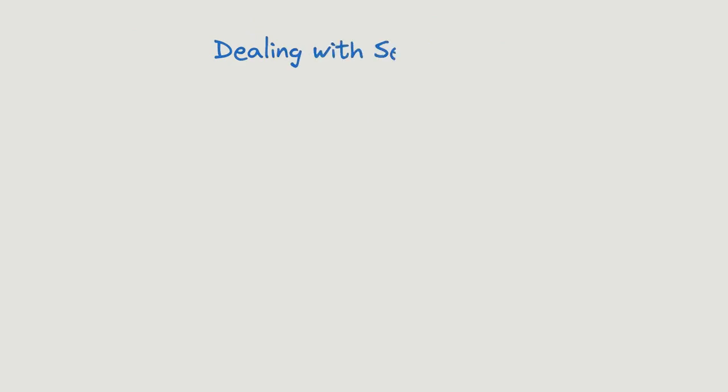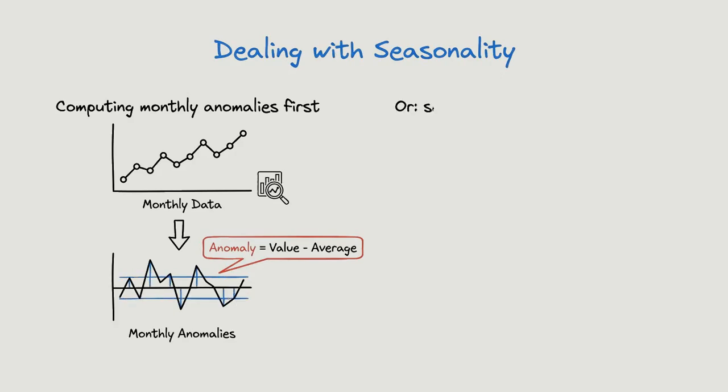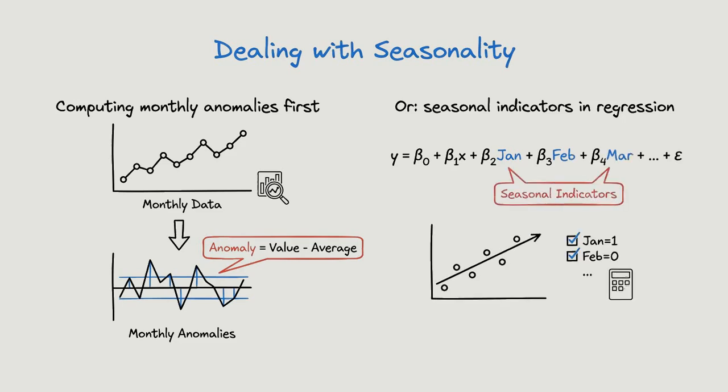With monthly data, you also need to deal with seasonality. The cleanest option is to compute monthly anomalies first. An alternative is to include seasonal indicator terms directly in the regression. Either way, you must not pretend the seasons are independent noise.